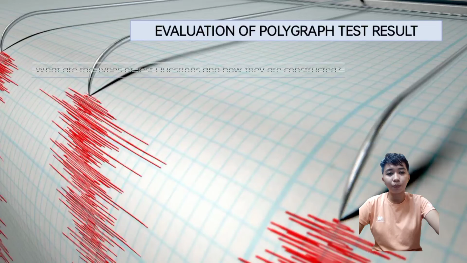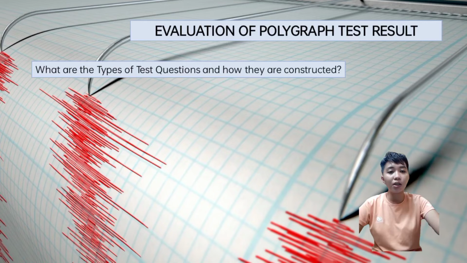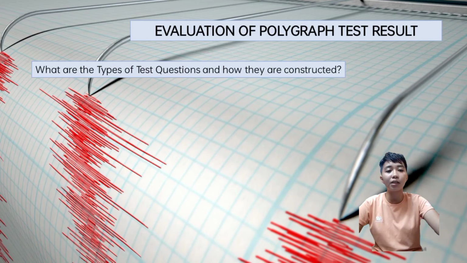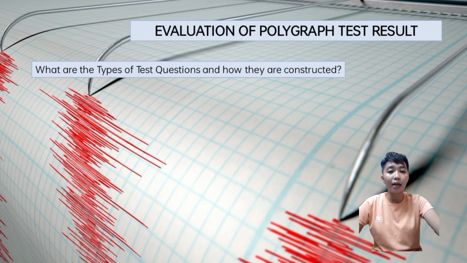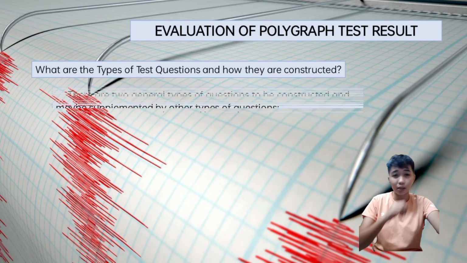What are the types of test questions and how are they constructed? The polygraph test consists of asking the subject a list of prepared questions in a planned sequence comprising not more than 12. At least 3 test charts are taken, each lasting not more than 4 minutes, with a rest interval of 5 to 10 minutes between charts.